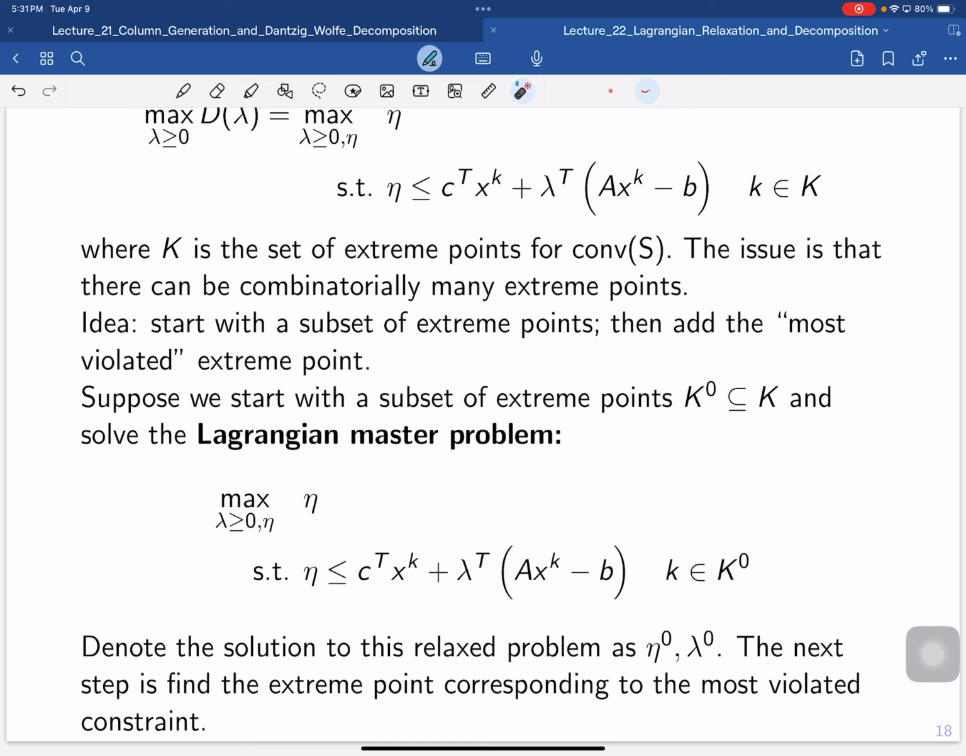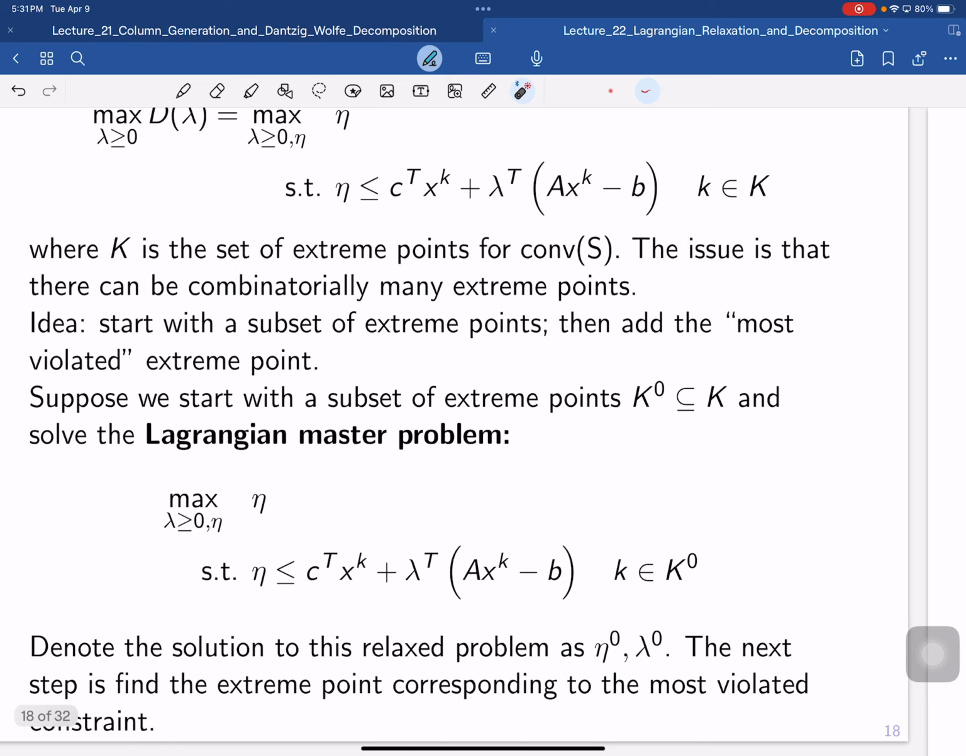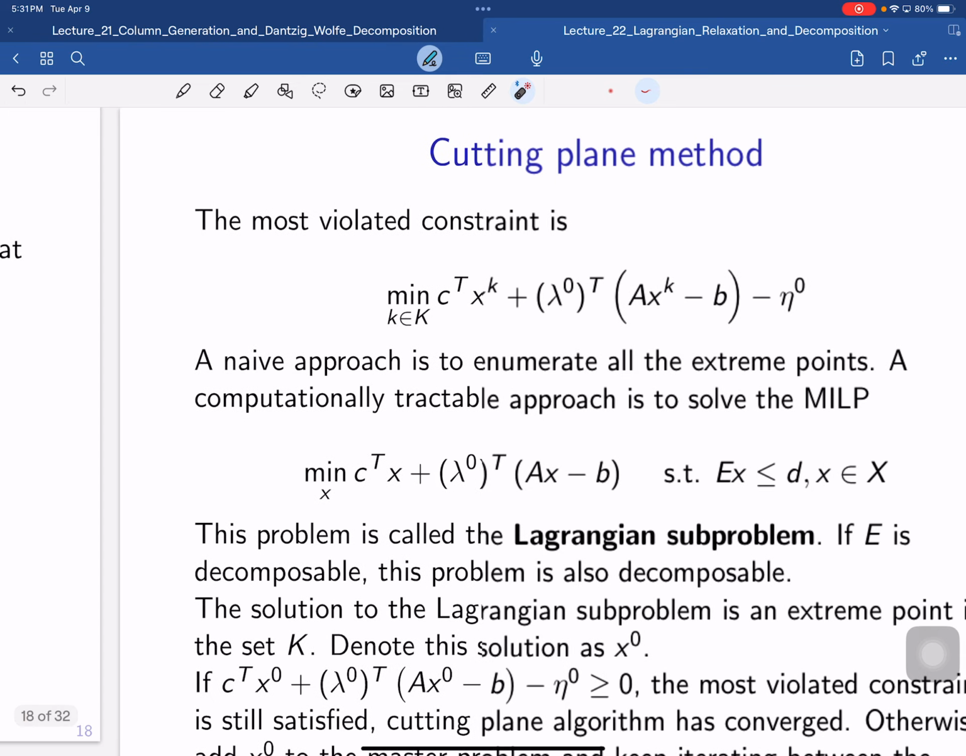Then the next step is to find the extreme point corresponding to the maximum violation. We are relaxing the constraints by adding a subset of cutting planes. Now you get a solution, and it may not satisfy all the cutting planes corresponding to all the extreme points. Then you need to find the cutting plane that is most violated. It is similar to column generation, where you find the column that gives you the minimum reduced cost. So this is finding the constraint that is most violated. So how do you find the constraint that is most violated?